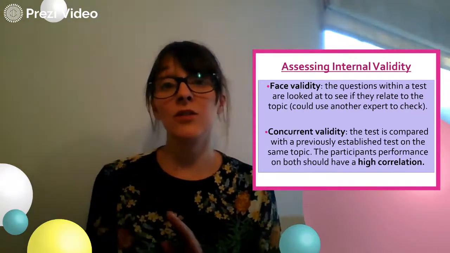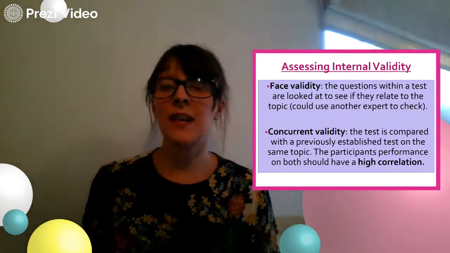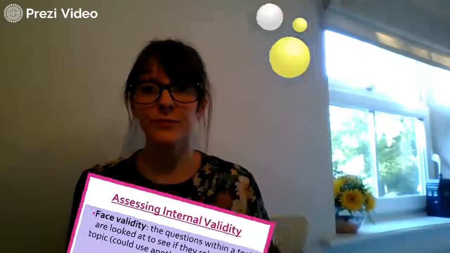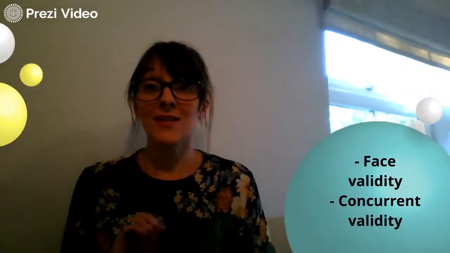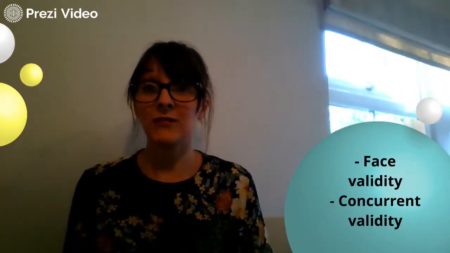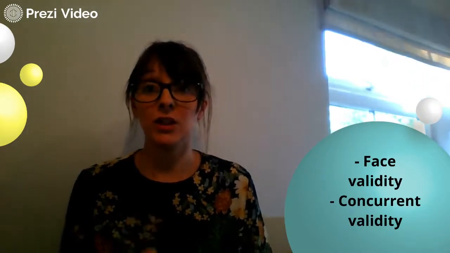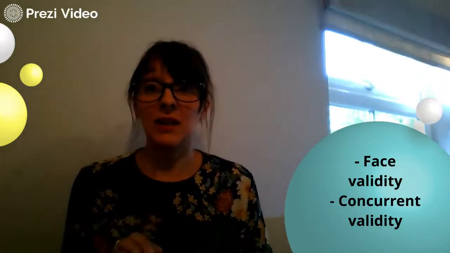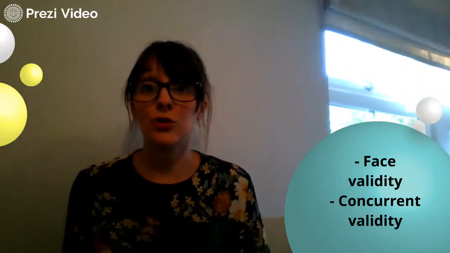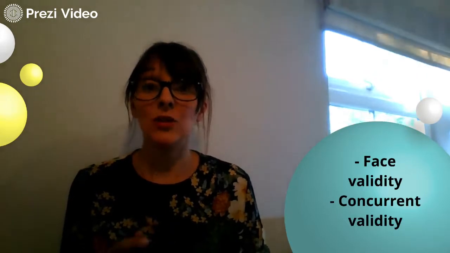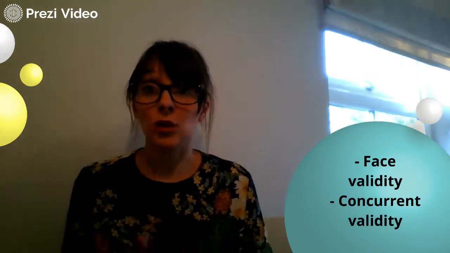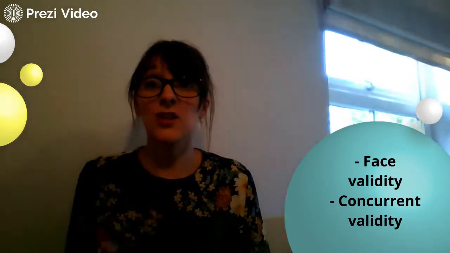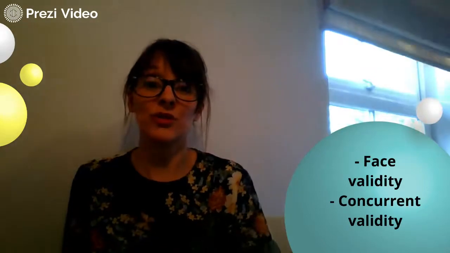If, however, there is no correlation and they're completely different, then I need to look at my test again because it's not valid. So to assess internal validity, and internal validity is the idea that we measure just what we set out to measure, okay? We only manipulate the independent variable, nothing else. So we can test this using face validity. Does it look like it's measuring what it sets out to measure? And concurrent validity. Does it agree with another test that's already been used?